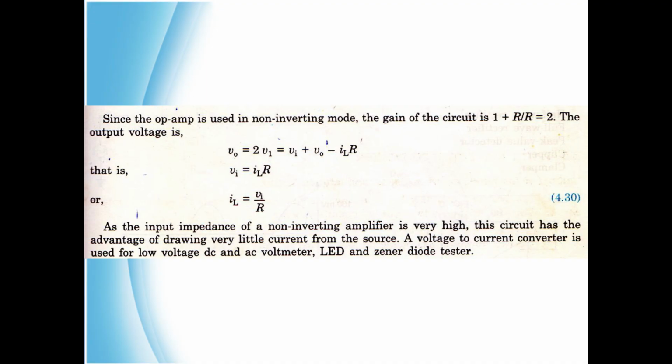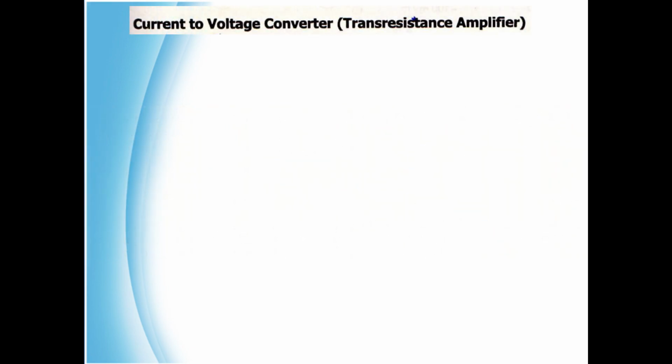As the input impedance of a non-inverting amplifier is very high, this circuit has the advantage of drawing very little current from the source. A voltage to current converter is used for low voltage DC and AC voltmeter, LED and Zener diode tester. Next we have a current to voltage converter.